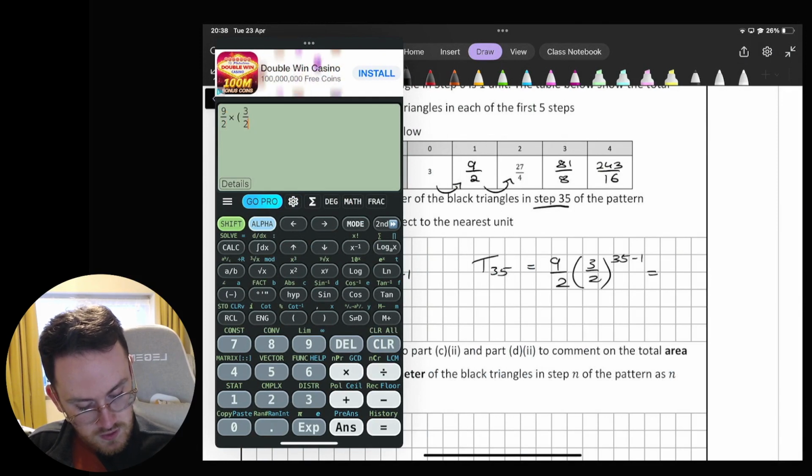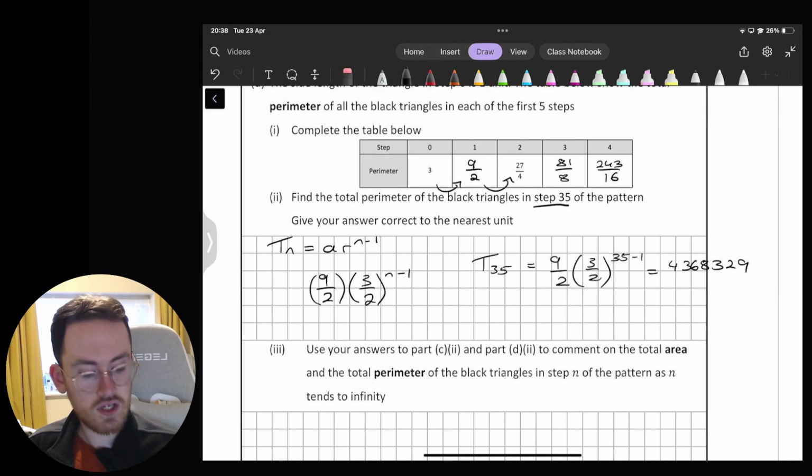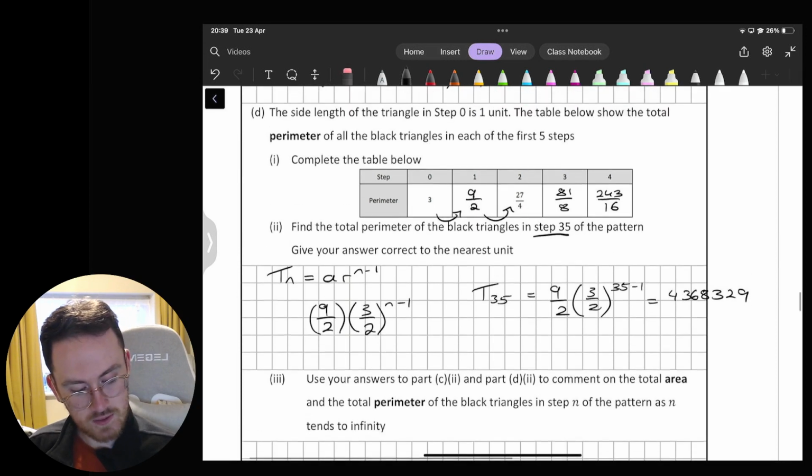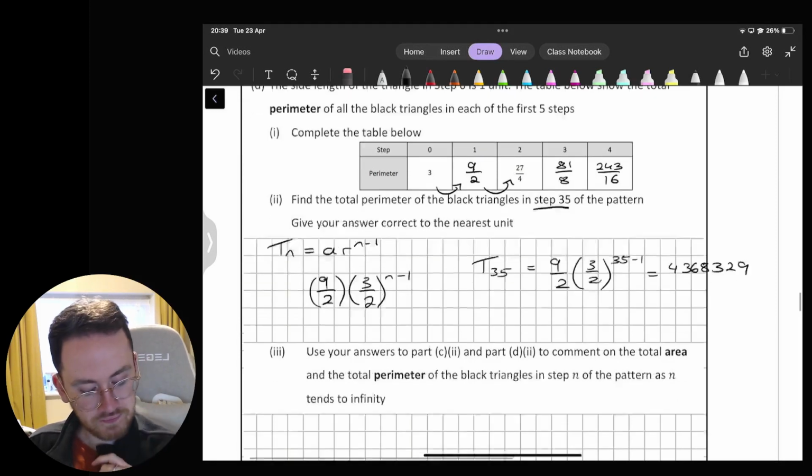So 3 over 2 to the power of 34 gives me 4, 3, 6, 8, 3, 2, 9 to the nearest unit. So quite in depth there. It's really units, as opposed to centimeters, for example. It's just given in units. So quite big there altogether.